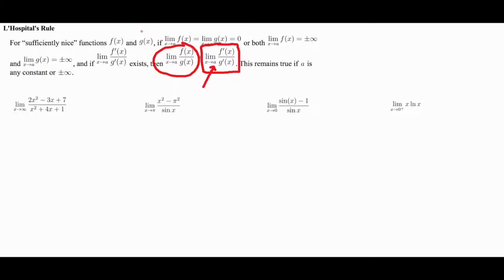It might be hard to understand with all this lingo. So what I'm going to do is do these 4 examples here, and hopefully that makes more sense about what L'Hopital's rule is all about.